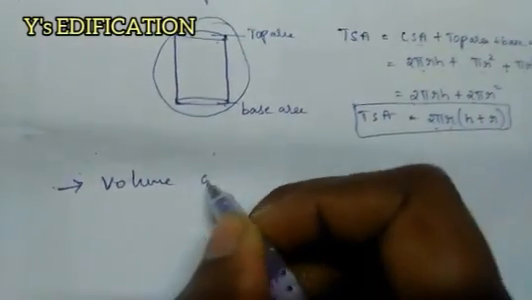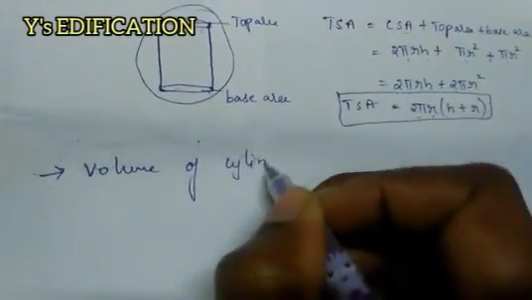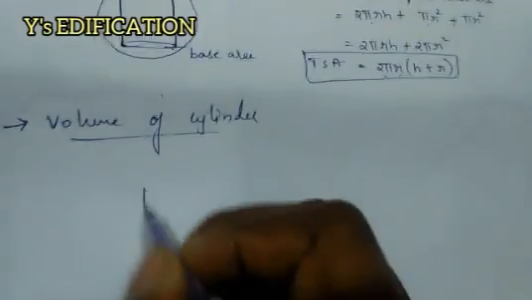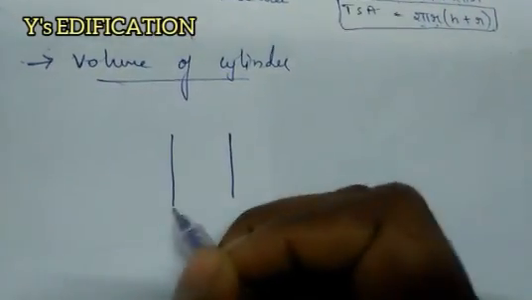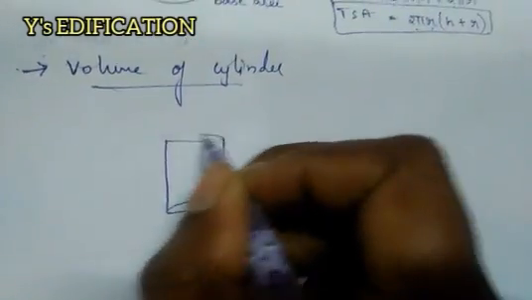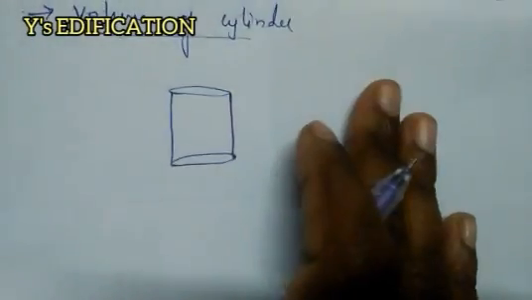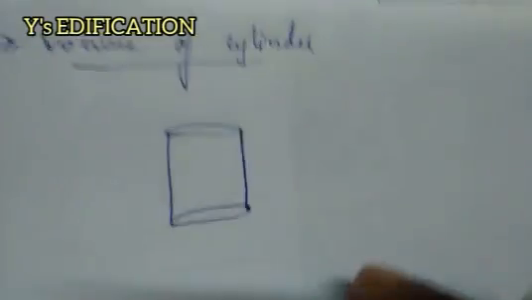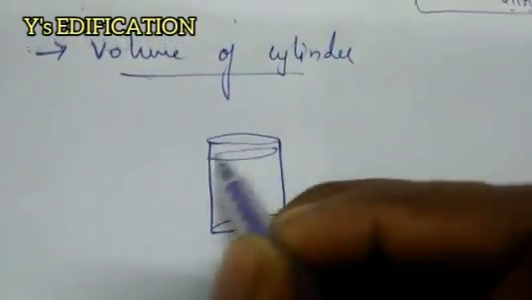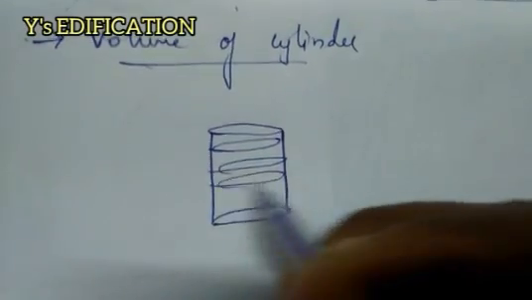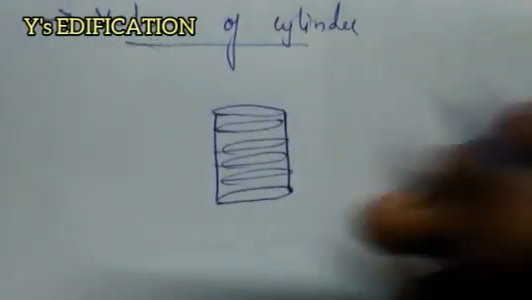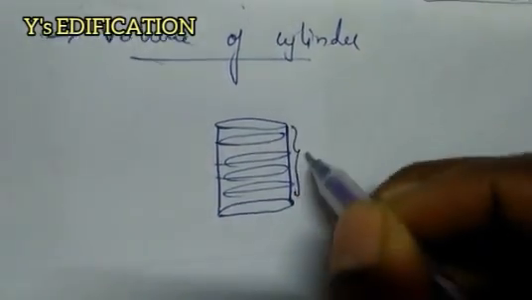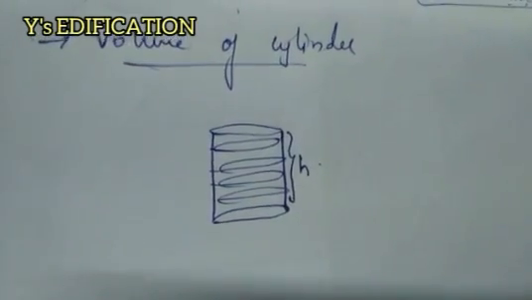Next one is the volume of a cylinder. This is a cylinder. What is the volume? Volume is nothing but the quantity that is there in the cylinder. What is the height of the cylinder? The height of the cylinder is h.